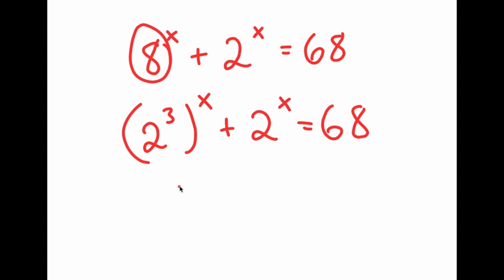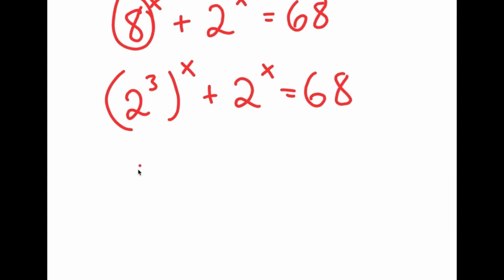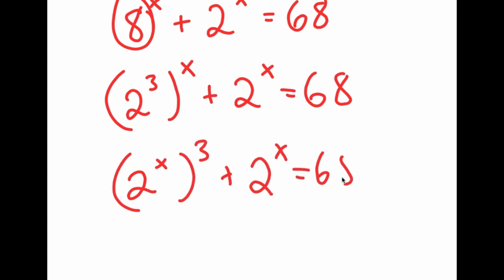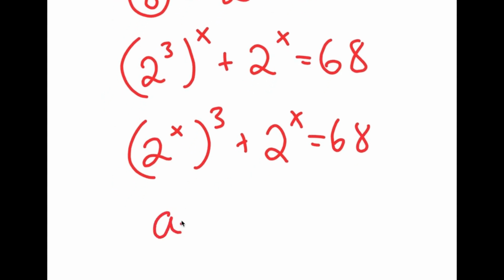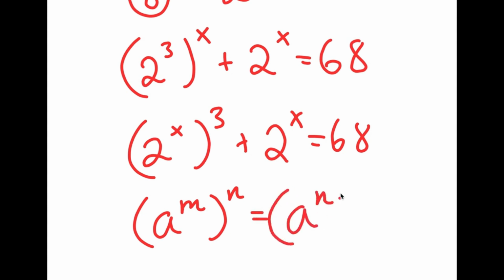Now I'm going to rewrite 2 to the power of 3 to the power of x as 2 to the power of x to the power of 3. So I have this plus 2 to the power of x is equal to 68, and I can do this because if I have something in the form a to the power of m to the power of n, this is equal to a to the power of n to the power of m.